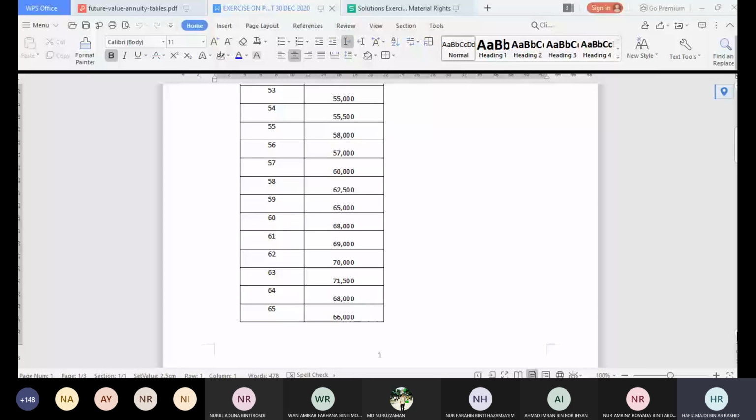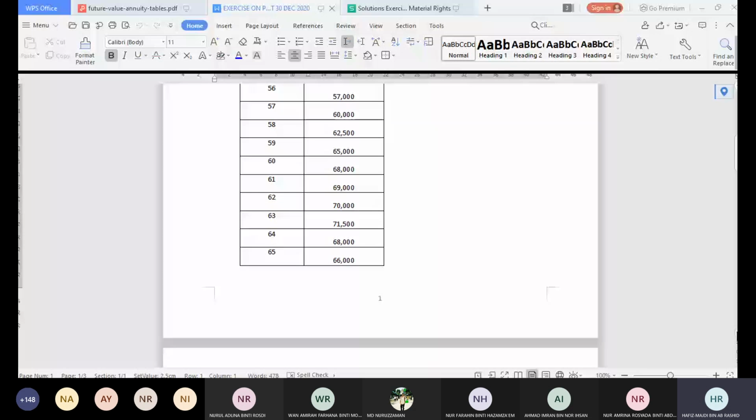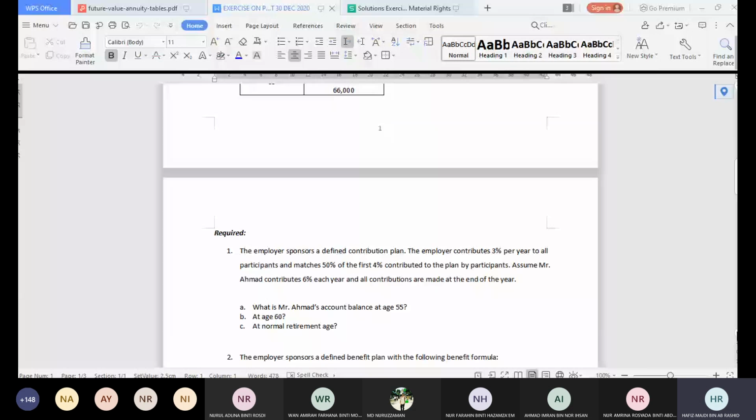Okay, now we look into the question. There are two requirements here. The first requirement refers to the defined contribution plan. I think by now you should be able to differentiate the meaning of a defined contribution plan and the characteristics of a defined benefit plan.